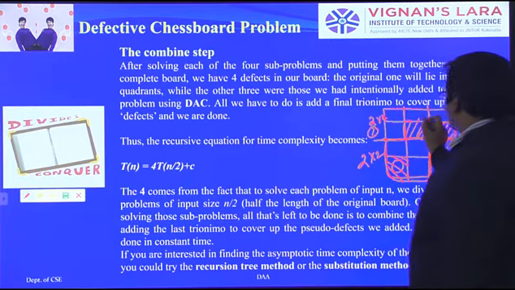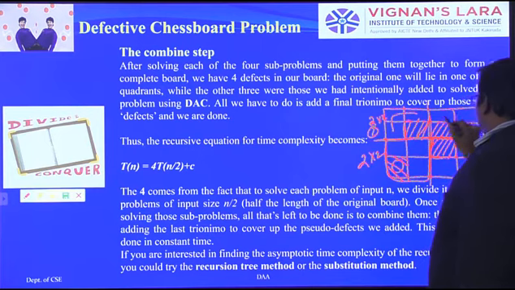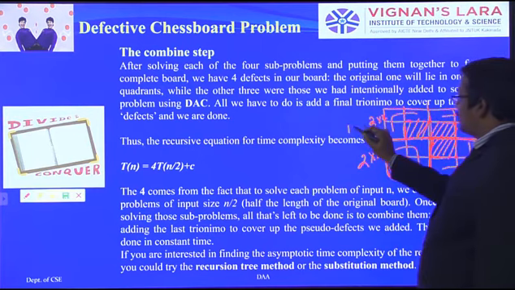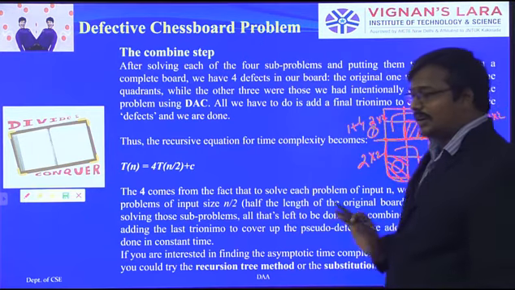Right. So the problem is closed. So this is another triamino, this is another triamino, this is another triamino, this is another triamino. So 1 plus 4, 5 triaminos.